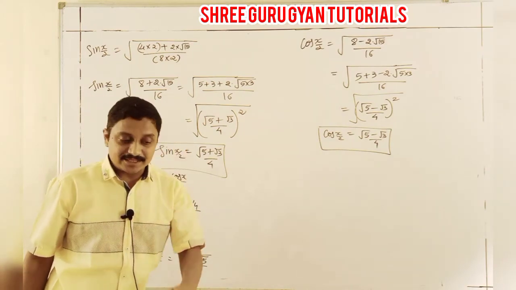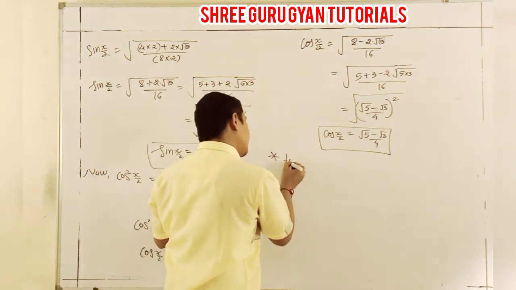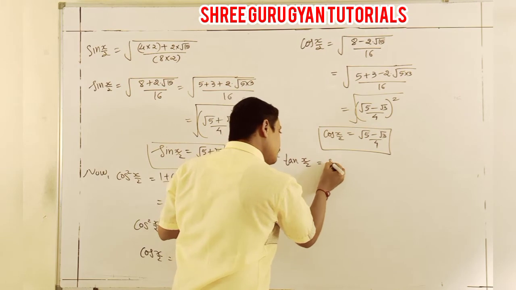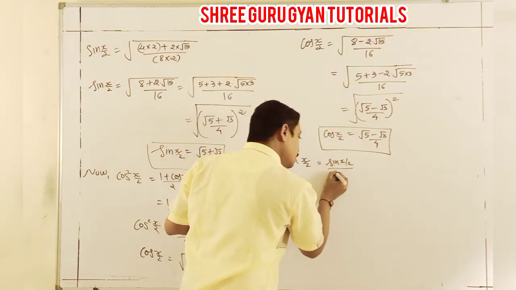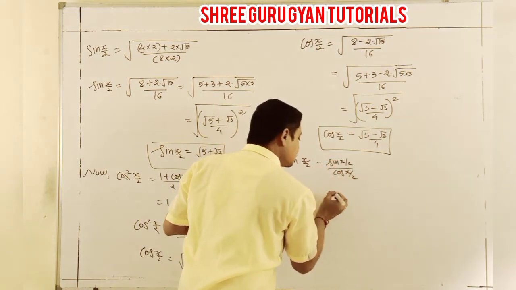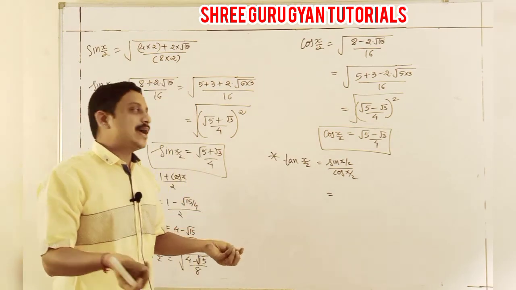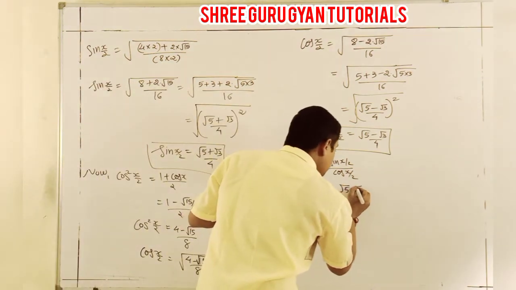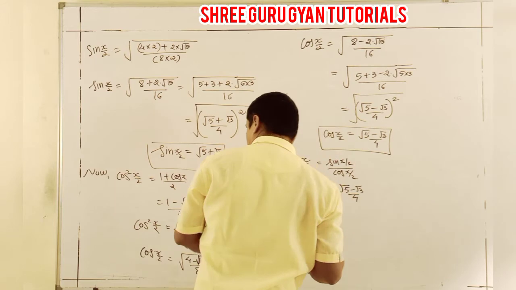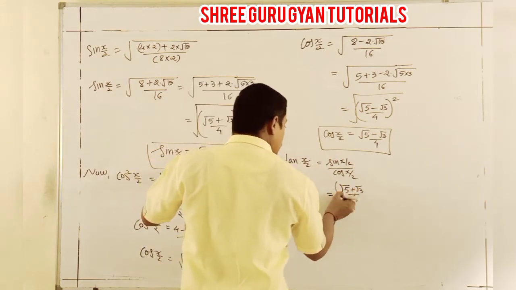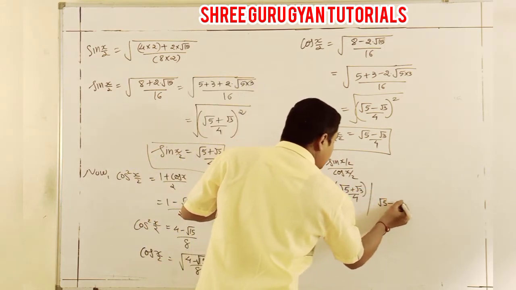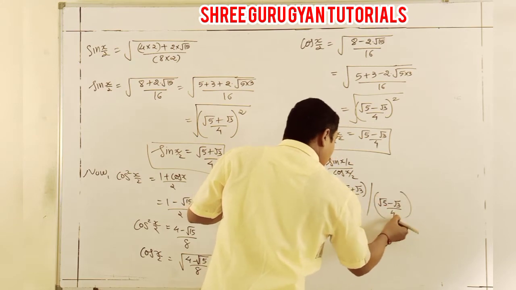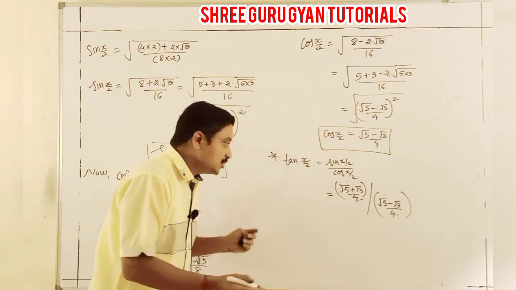And now the third answer. What is the third? Tan x by 2, which is sin x by 2 divided by cos x by 2. Only putting down the values. Root 5 minus root 3 by 4. Sorry, this is sine, here plus. And that is root 5 minus root 3 by 4. And the 4 happily cancels. Your value here.